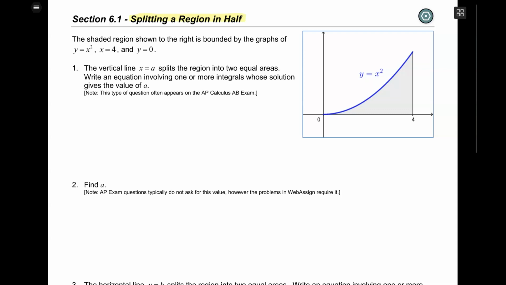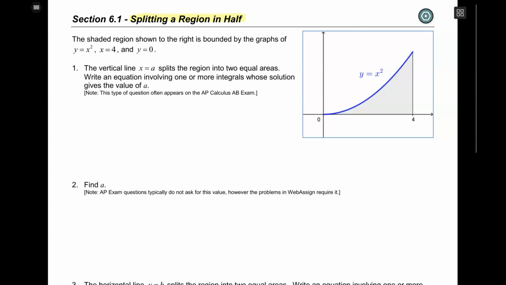So we start here with the shaded region shown to the right. It's bounded by the graphs of y equals x squared, x equals 4, and y equals 0, and it is this region right here. So that's the region we're working with right now. Question 1 says the vertical line x equals a splits the region into two equal areas. Write an equation involving one or more integrals whose solution gives the value of a.